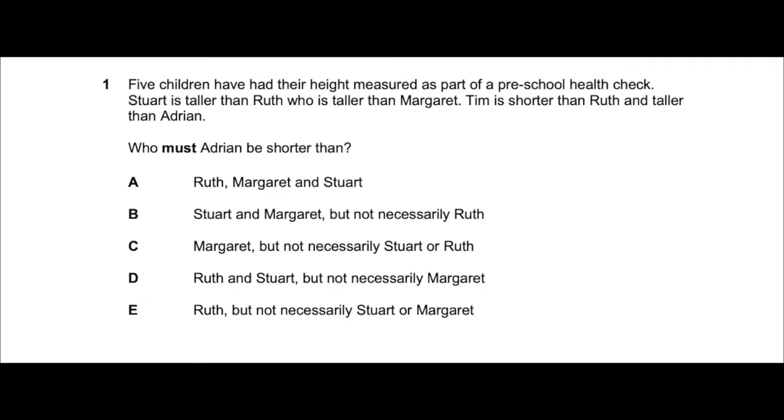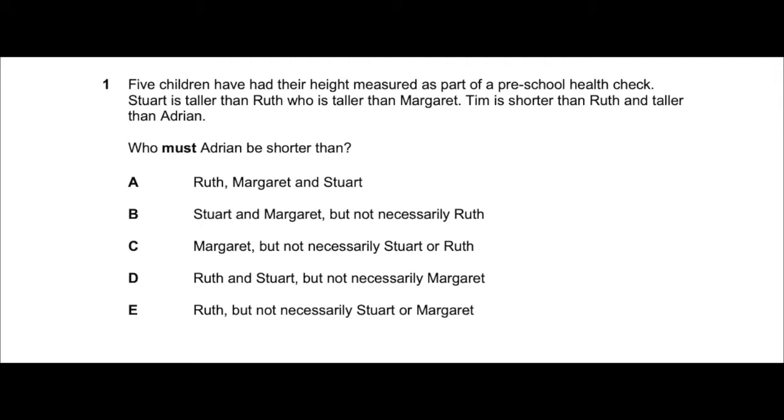Question 1. 5 children have had their height measured as part of a preschool health check. Stuart is taller than Ruth, who is taller than Margaret. Tim is shorter than Ruth and taller than Adrian. Who must Adrian be shorter than? The answer to this question is D. This is because of the following.